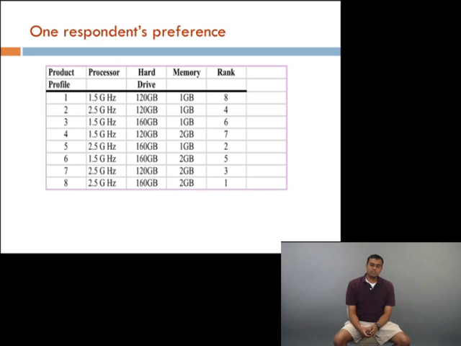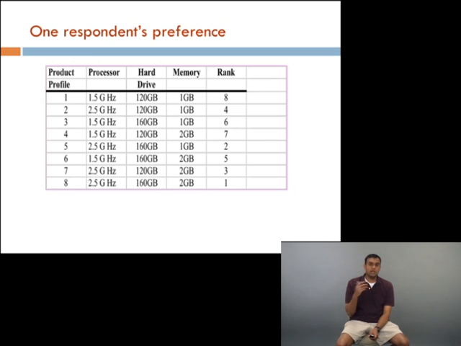So if you think about how many products can be introduced in this product space, there can be 8 products. You can make 1.5 gigahertz, 120 GB, 1 GB memory. That could be one product. Or you could go with processor at 1.5 gigahertz, hard drive at 160, and memory at 2 GB. That would be a different product, a second product, and so forth. So you could create 2 by 2 by 2 products: two levels of attribute 1, two levels of attribute 2, and two levels of attribute 3.